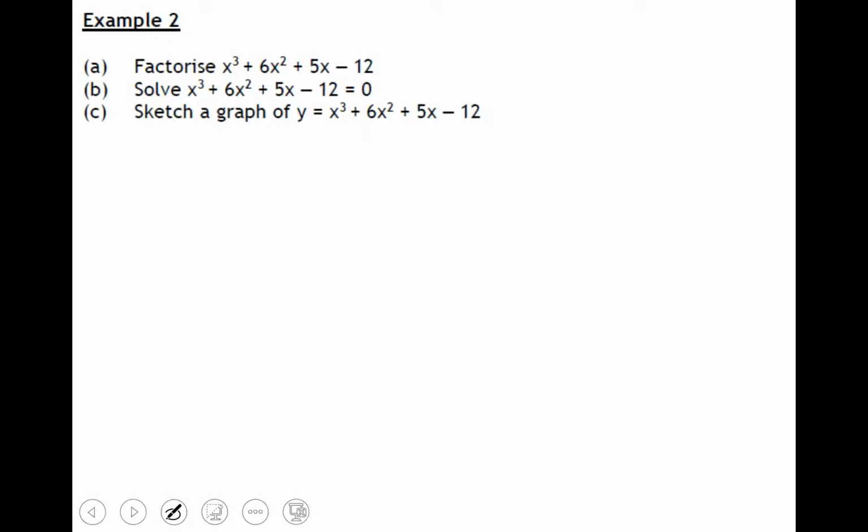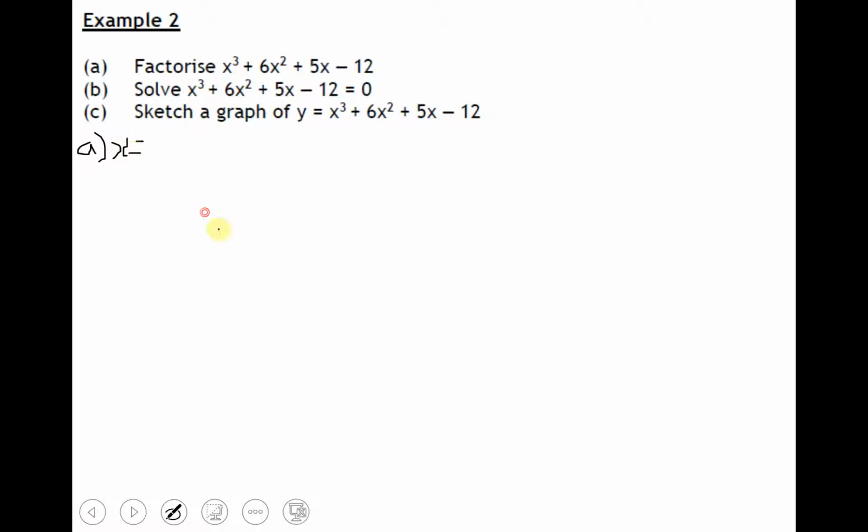Example 2. Factorise x cubed plus 6x squared plus 5x minus 12. Now in the exam we'll generally be given a clue as to what value we should use for the factor theorem. In exercises this may not be the case, in which case we should choose x values close to 0. I tend to recommend that we do it systematically, trying x equals 1, then minus 1, then 2, then minus 2, and so on, until we stick into the function and get it equal to 0.